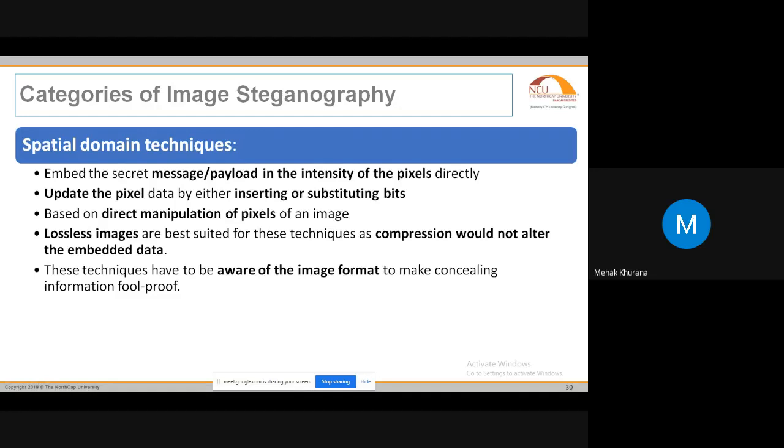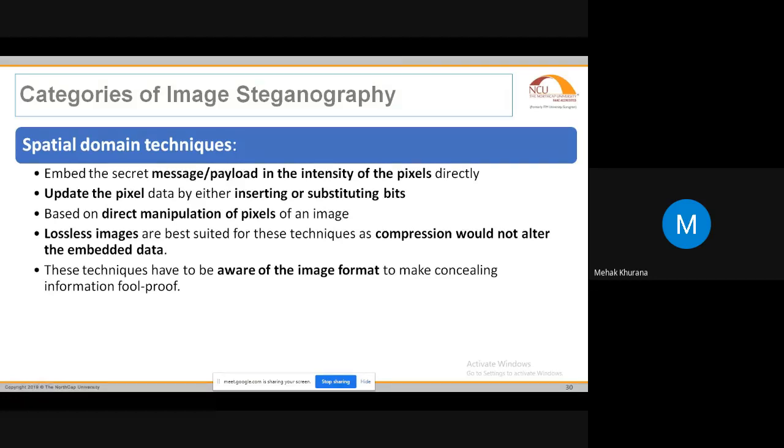As I told you, in the spatial domain techniques, we are hiding the message inside the intensity of the pixels. As was shown yesterday in the lecture, there are images which have some common intensities at different pixels. So we can misuse that intensity and hide the information, or secret message, or what we call the payload in cyber security terms. That payload, the secret message, goes inside the intensity.